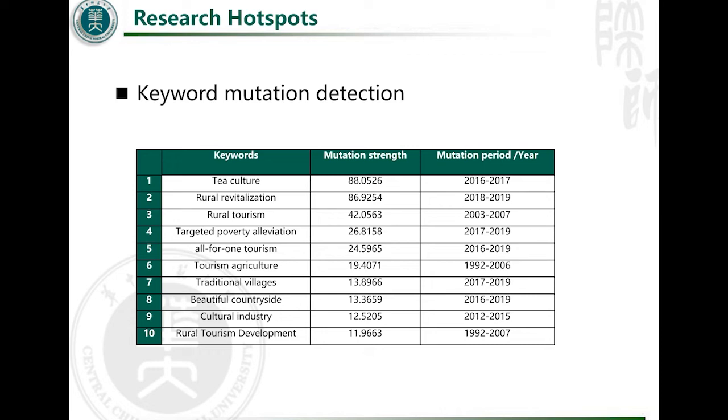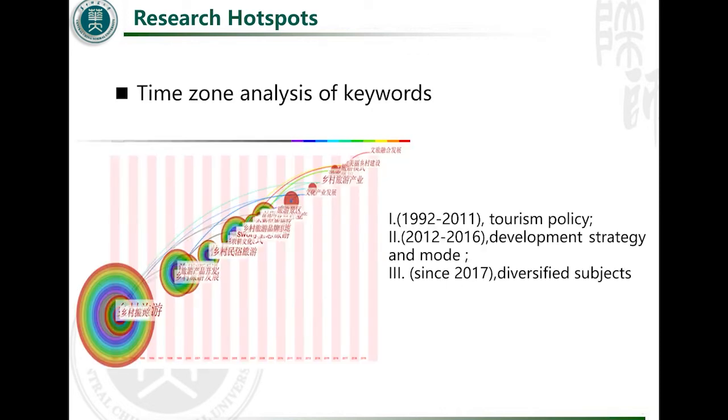Apart from it, we also did a time zone analysis of keywords. As in this picture, the study of rural cultural tourism can be divided into 3 intervals from the time dimension. The first is 1992 to 2011, which focused on tourism policy. The second period is 2012 to 2016, when authors paid attention to development strategy and mode. The third period is since 2017 until now, when authors pay attention to diversified subjects. There are many subjects in this period.